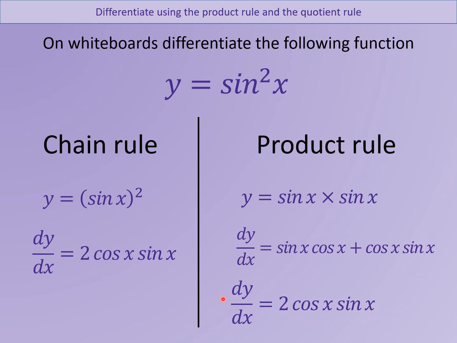Both of those two answers are exactly the same. Doesn't matter if you use chain rule or product rule. It's just nice to see confirming both of those answers are identical. Okay, so well done. You don't have to do any rule in particular. It's quite nice to be able to do both.